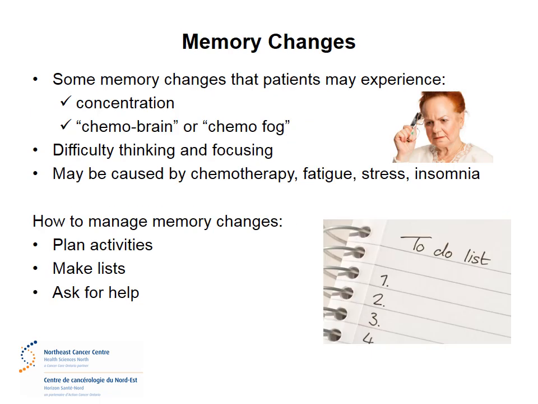On this slide, we will discuss memory changes, sometimes referred to as chemo brain or chemo fog, that may occur during cancer treatment. Some memory changes that patients may experience include difficulty with concentration, thinking, and focusing. Changes in your memory and concentration may be subtle, or they may be quite bothersome. These side effects may disappear after your treatment is completed. This may also be caused by chemotherapy, fatigue, stress, or insomnia.